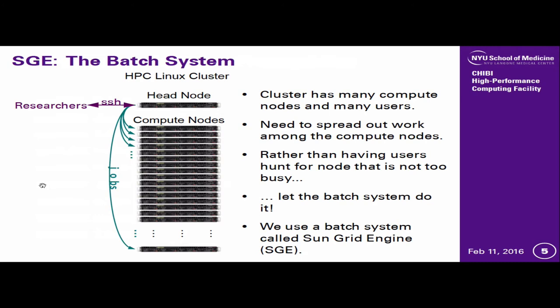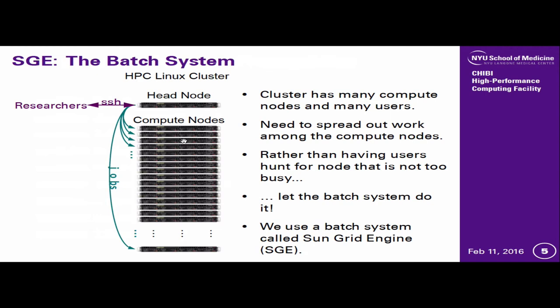So as Ali said, we have a head node and many compute nodes. We have like 70 compute nodes, and we have about 500 users across the medical center. This is a shared resource, a large shared resource. If all 500 users were running everything on the head node, then the head node would be way too busy and the compute nodes would be bored because they'd have nothing to do.